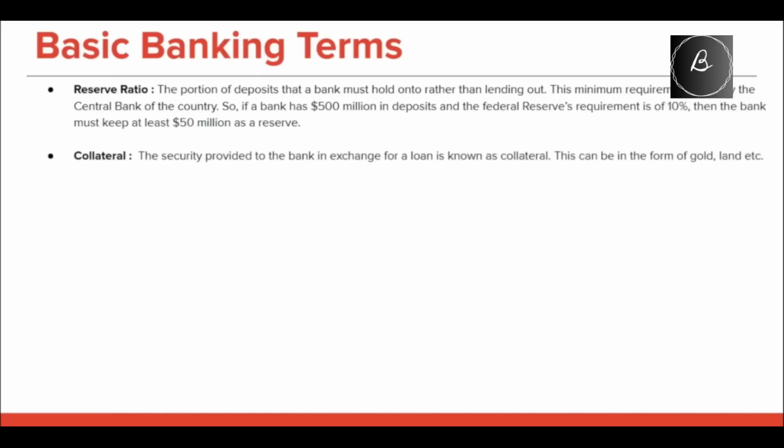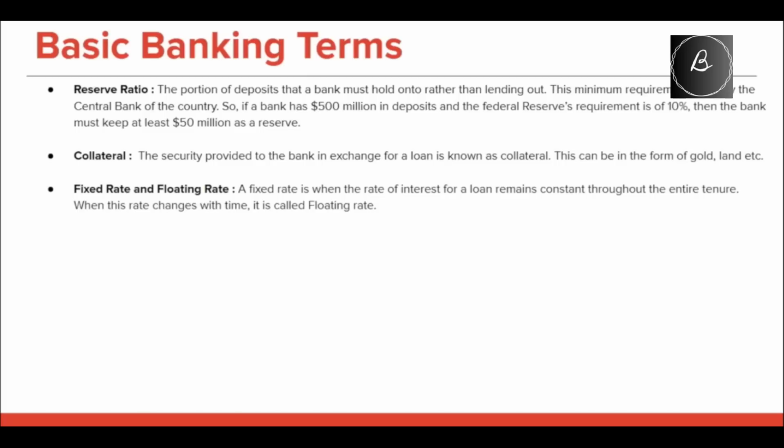Next is collateral. This is a security that is provided to the bank in exchange for a loan. This can be in the form of gold, land, house, etc. Fixed rate and floating rate. A fixed rate is when the rate of interest for a loan remains constant throughout its entire tenure. When this rate changes with time, it is called a floating rate.